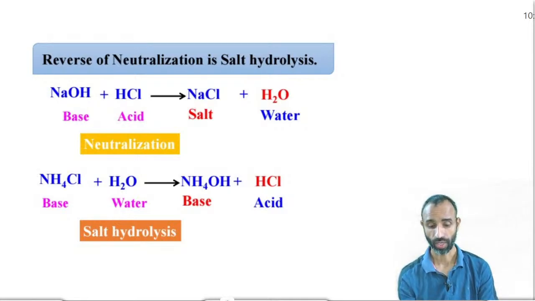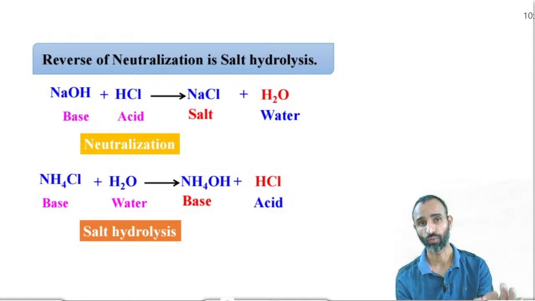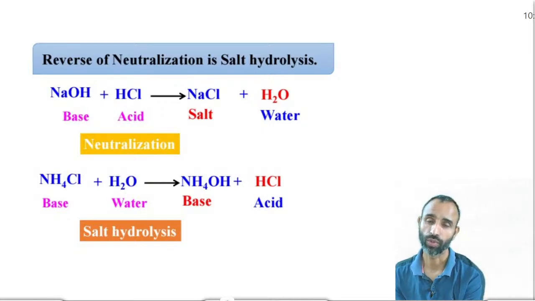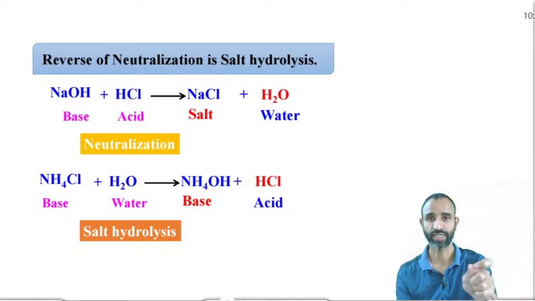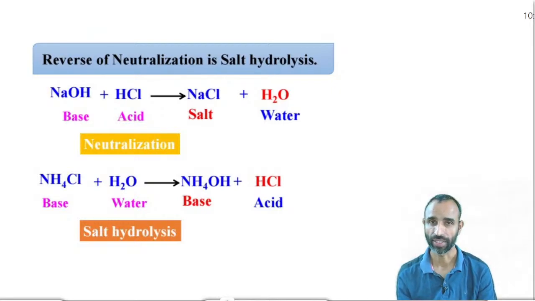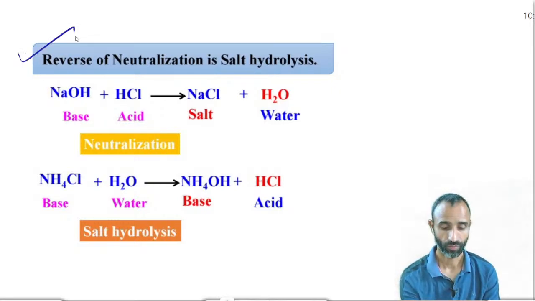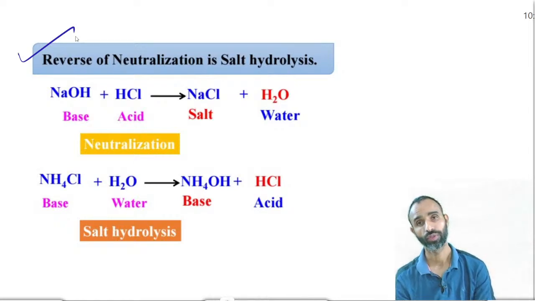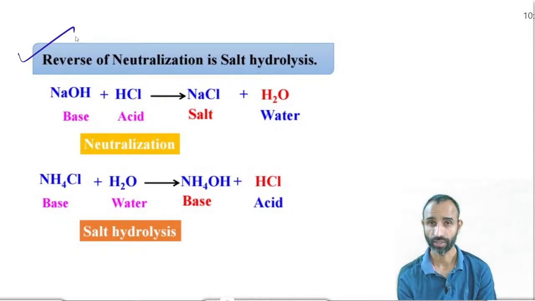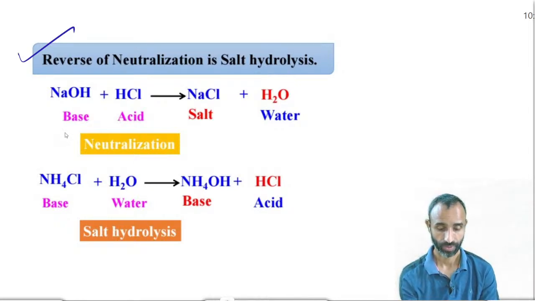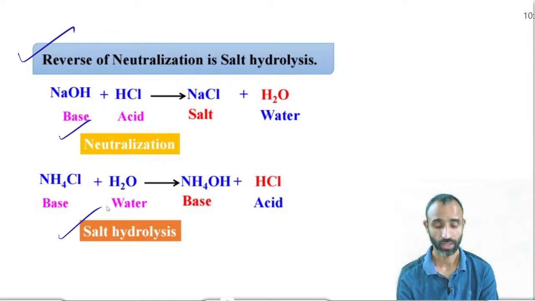So if such a question comes, that which salt is not hydrolyzed, you will look at the cations and anions. Those cations and anions should form a strong acid and strong base. Salt hydrolysis is the reverse of neutralization. See, this is neutralization and this is salt hydrolysis.